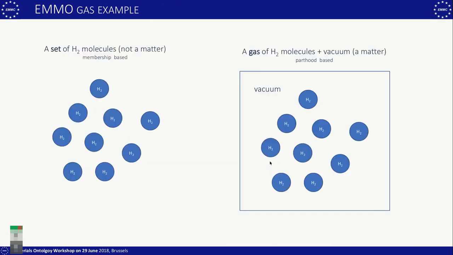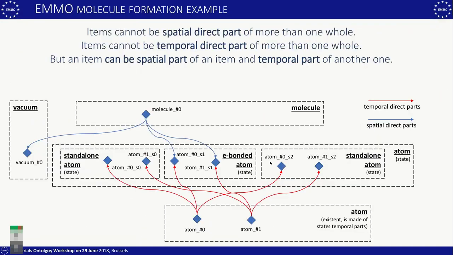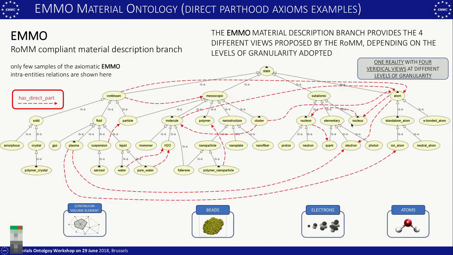I have one. Sorry, I want to underline also what Georg said about the bonding of the atom. The possibility for an atom to be standalone and to be bonded has been included in the atom branch. So an atom in the EMMO includes also the standalone atom, in which all the electrons are owned by a single nucleus, and also the possibility of having shared electrons between other nuclei.